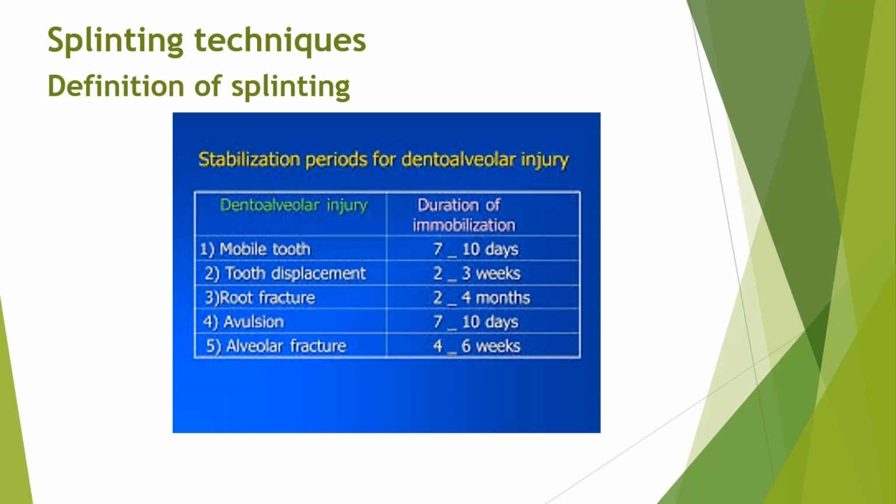Splinting is a technique that provides stabilization of the traumatized teeth and prevents further damage to the pulp and periodontal tissue during the healing process, allowing the attachment apparatus time to regenerate. In most cases, a splint should be maintained for 10 to 14 days, and longer periods are required for alveolar bone fracture, about 6 weeks, and sometimes for root fracture 2 to 4 months may be required.